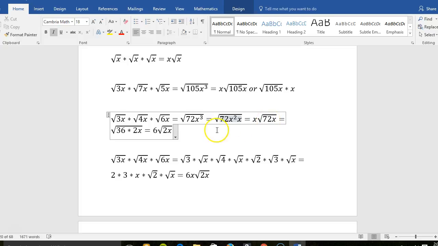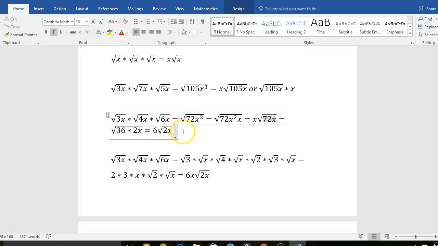Now, the trick now is to break off 72x here as 36 times 2x here. I did that because we want the biggest perfect square that goes into 72, and that's 36. So here's the 36. So 36 times 2x. Now that 2x isn't coming out, but that 36 comes out. The square root of 36 is 6 itself, and that's 6 radical 2x. So there's that.